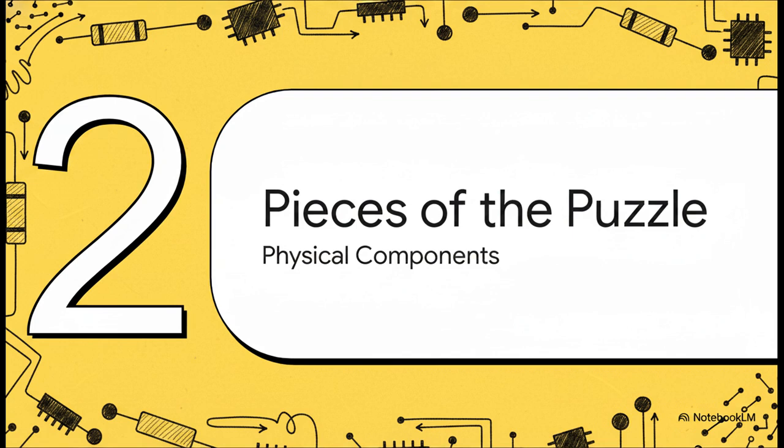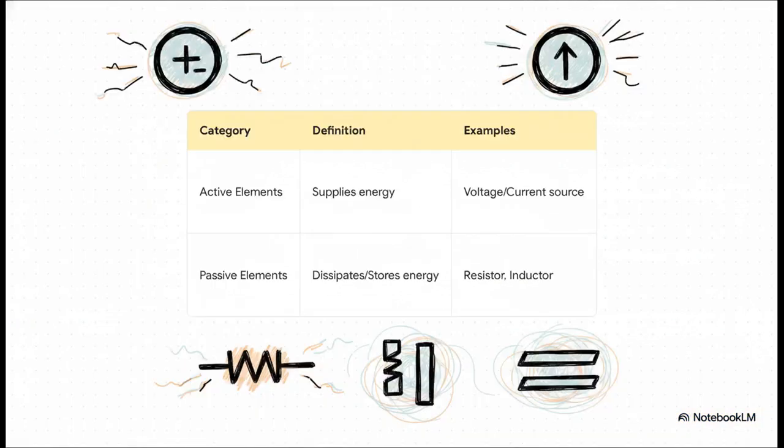Okay, moving on to section 2. The pieces of the puzzle. Now we need to categorize the physical components that those invisible forces actually flow through. All right, so we've got our invisible forces down: charge, current, and voltage. When you're analyzing a circuit board, sure, there are hundreds of little pieces, but we can actually divide the entire world of components into just two really simple categories: active elements and passive elements.